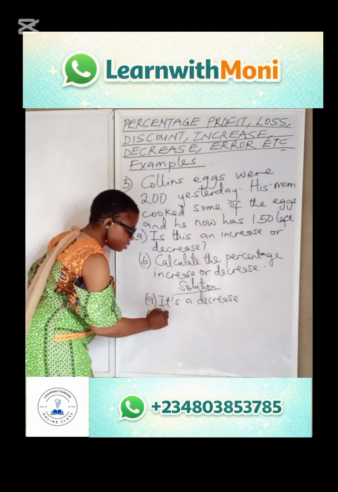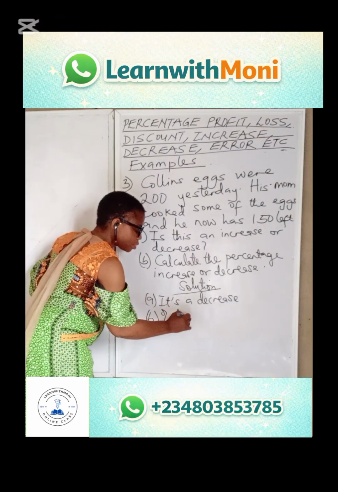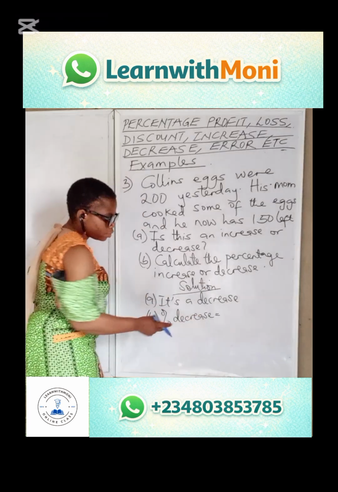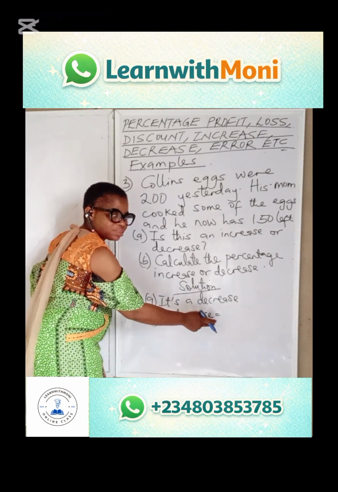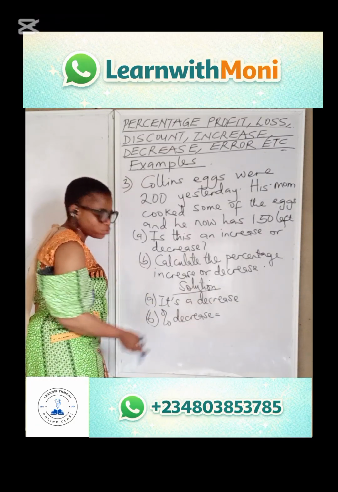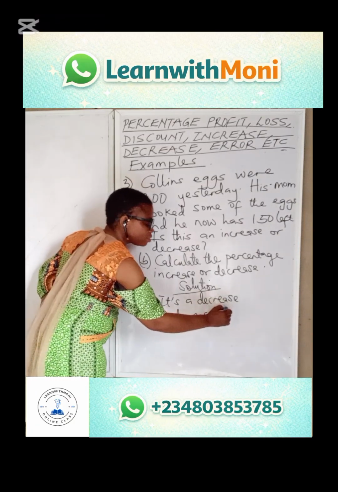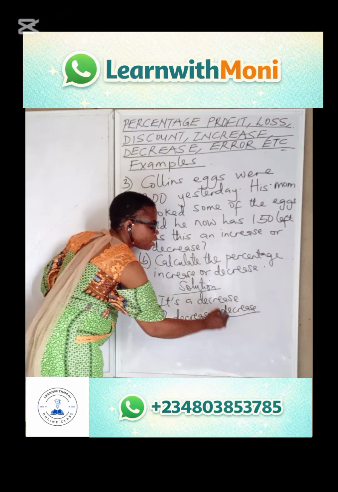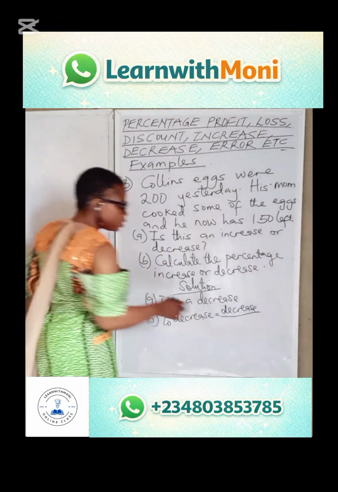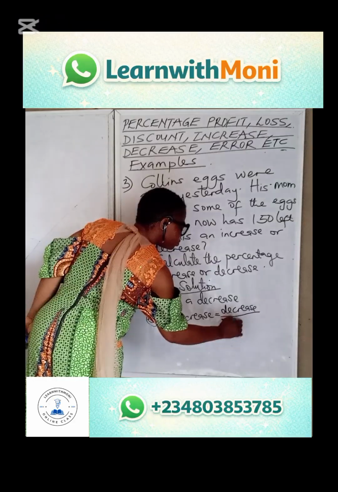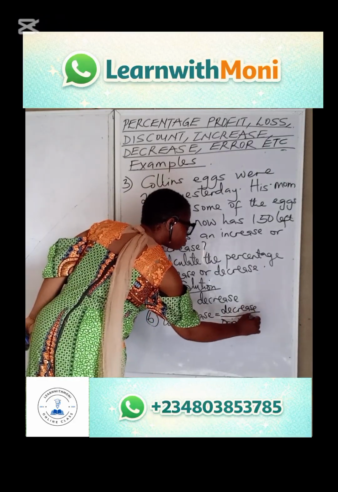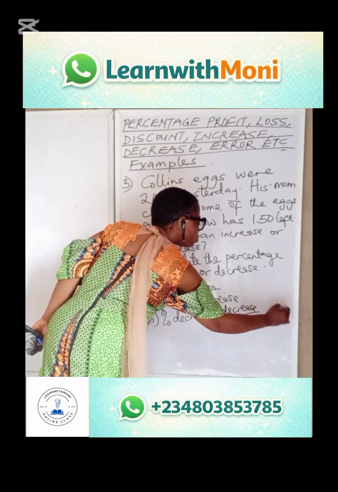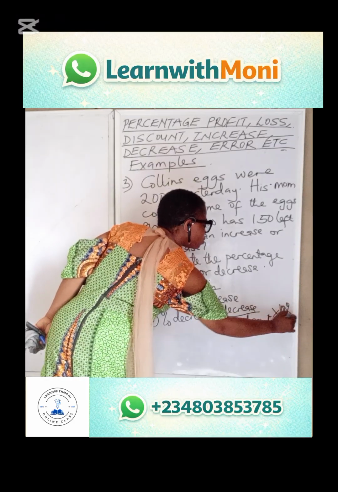Let's get the percentage decrease formula together. I have given you the memory hack on knowing the formula. What we are calculating is percentage decrease. So the formula is going to be the actual decrease over the original amount he had before, times 100% over 1.